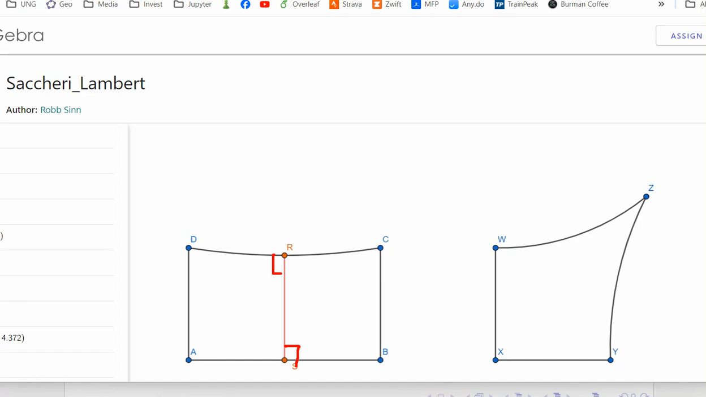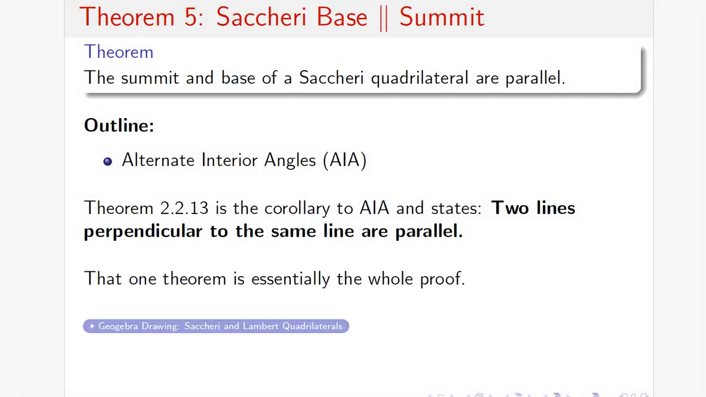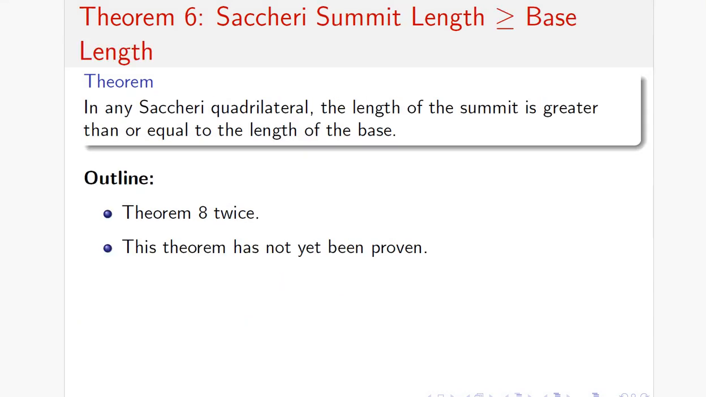So I'm not going to belabor that proof very long. I'm just going to leave it there because theorem 2.2.13 is in fact pretty much the whole proof. Okay, so theorem 6: the Saccheri summit length is greater than or equal to the base length.